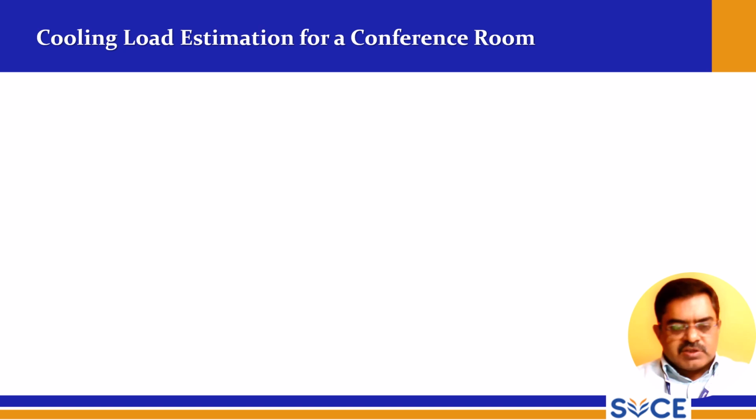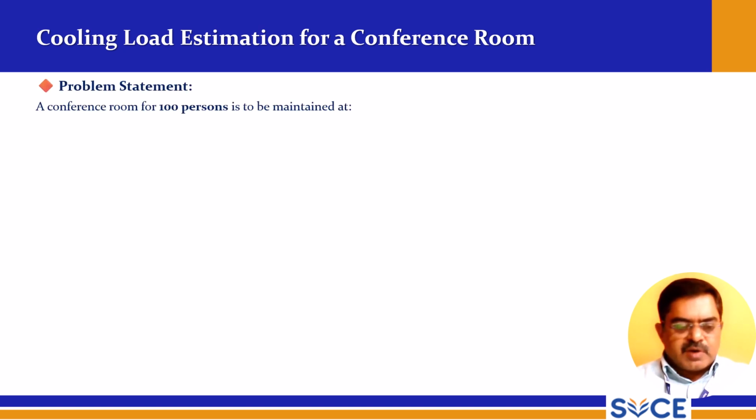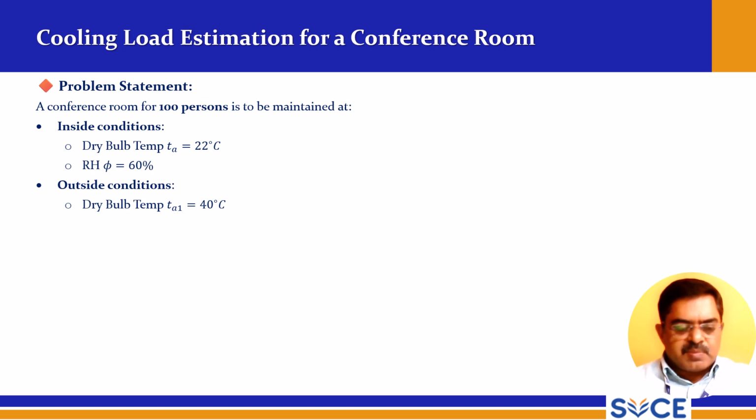So, cooling load estimation for a conference room, a small example here. The problem statement: a conference room for 100 persons is to be maintained at inside conditions of dry bulb temperature 22 degrees Celsius and relative humidity 60%. Outside conditions are dry bulb temperature 40 degrees Celsius and wet bulb temperature 27 degrees Celsius.